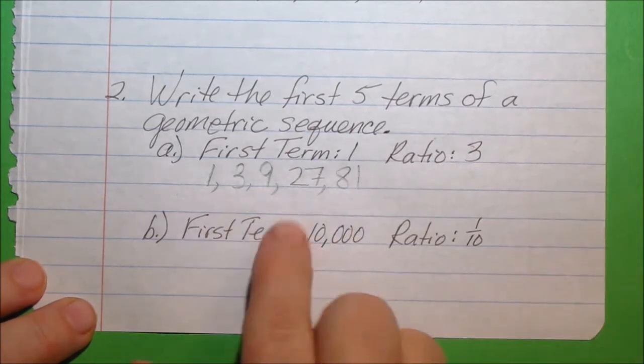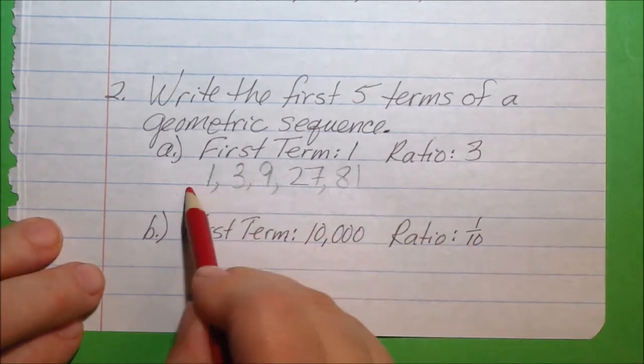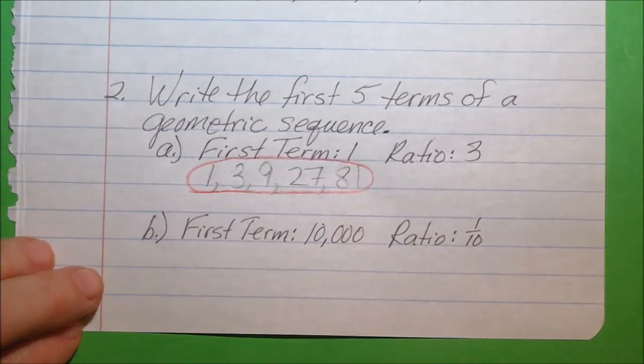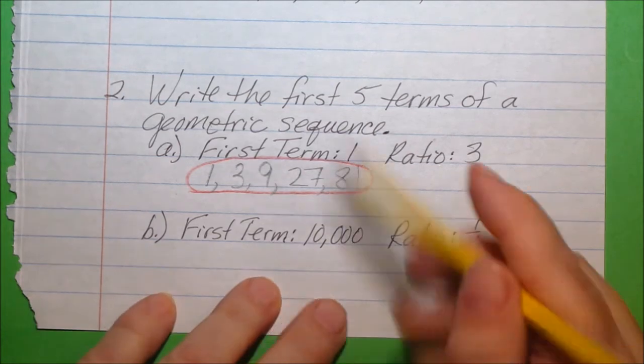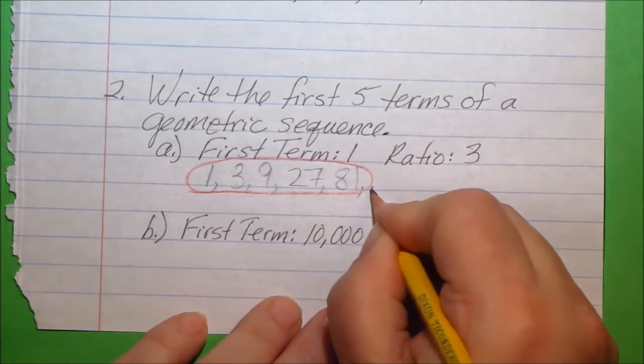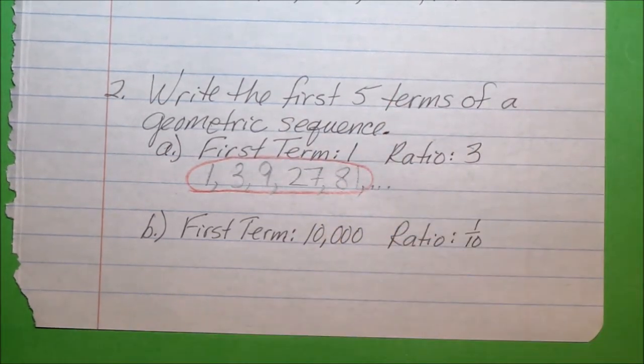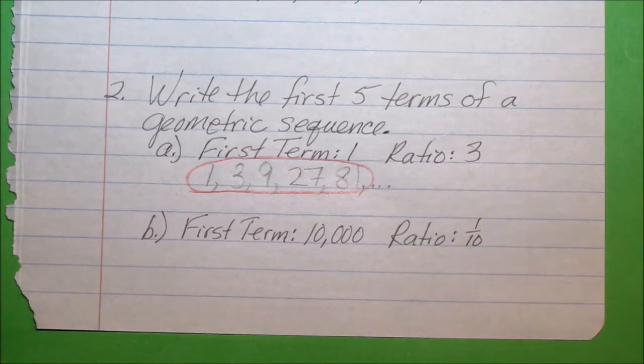Okay? Is that 1, 2, 3, 4, 5? Yes. So there's the first 5 terms of my sequence. Actually, if I was writing this correctly, I'd put a comma here and dot, dot, dot, because the very definition of a sequence is that it will go on and on to infinity, as every time I multiply the last term by 3.